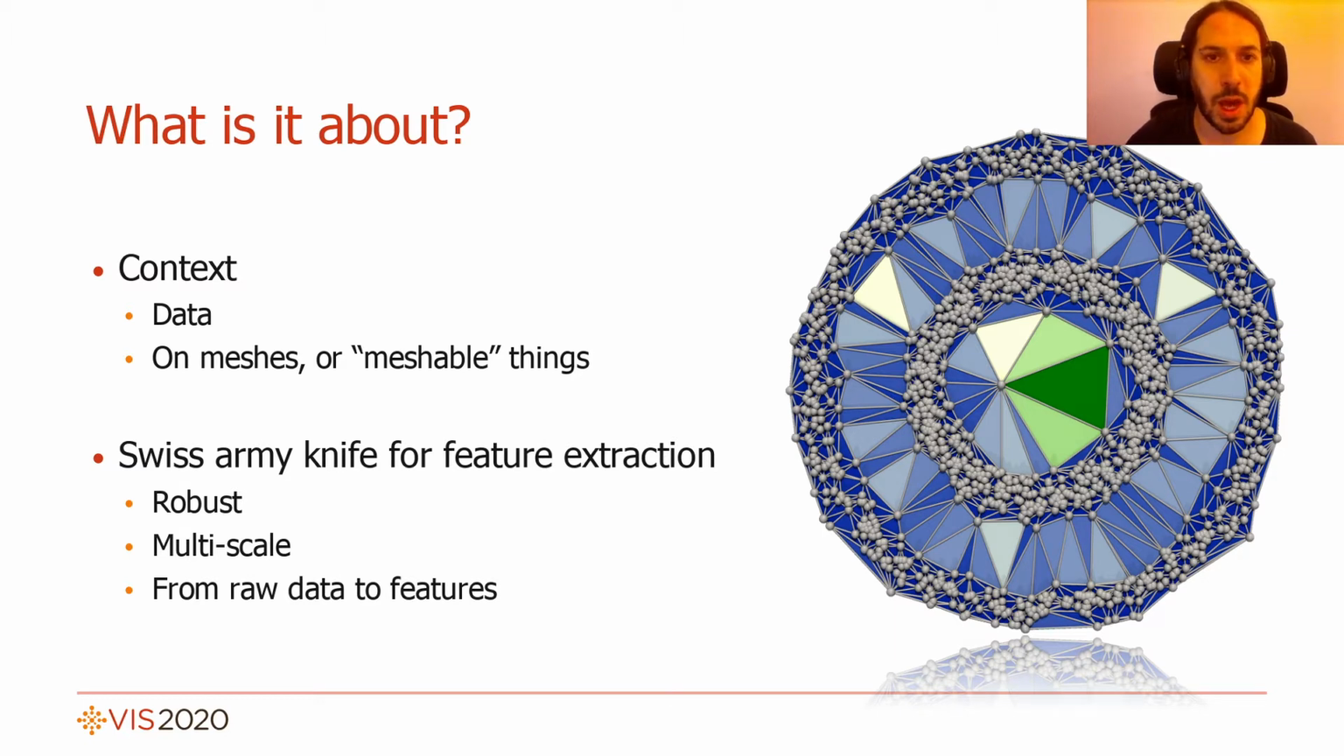As long as you have data that is defined on meshes or on things that can be meshed, then TTK can be useful for you. TTK implements a substantial collection of algorithms from a family of techniques known as topological data analysis. These techniques can be viewed as a sort of Swiss Army knife for feature extraction in data. In particular, this family of techniques has been fairly successful in the past thanks to their robustness, their multi-scale nature, and their ability to easily express features of interest.